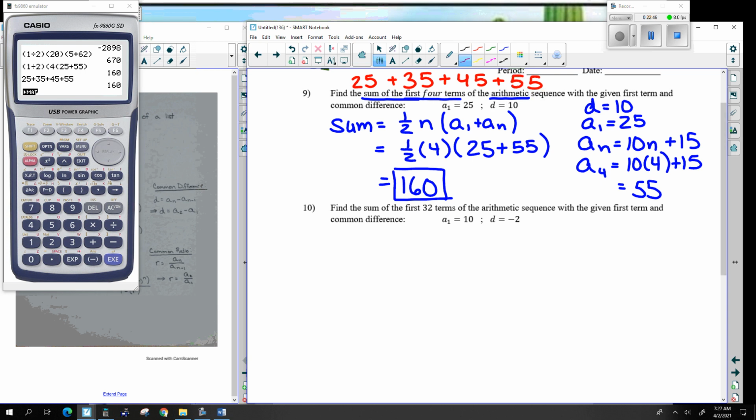Okay, the sum of the first 32 terms. All right, so the difference is -2. The first number is 10. an is the difference, n, a1 minus d, so that's 10 minus -2, so that's a positive 12. And I need to know what is the 32nd number.